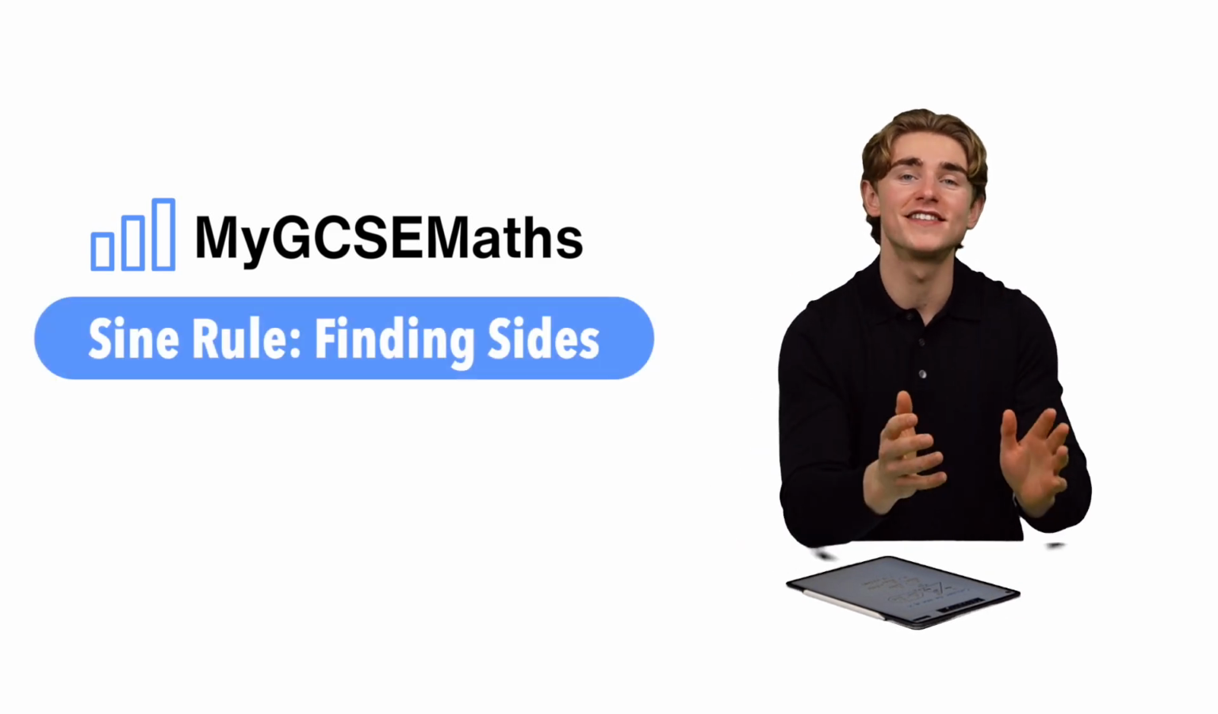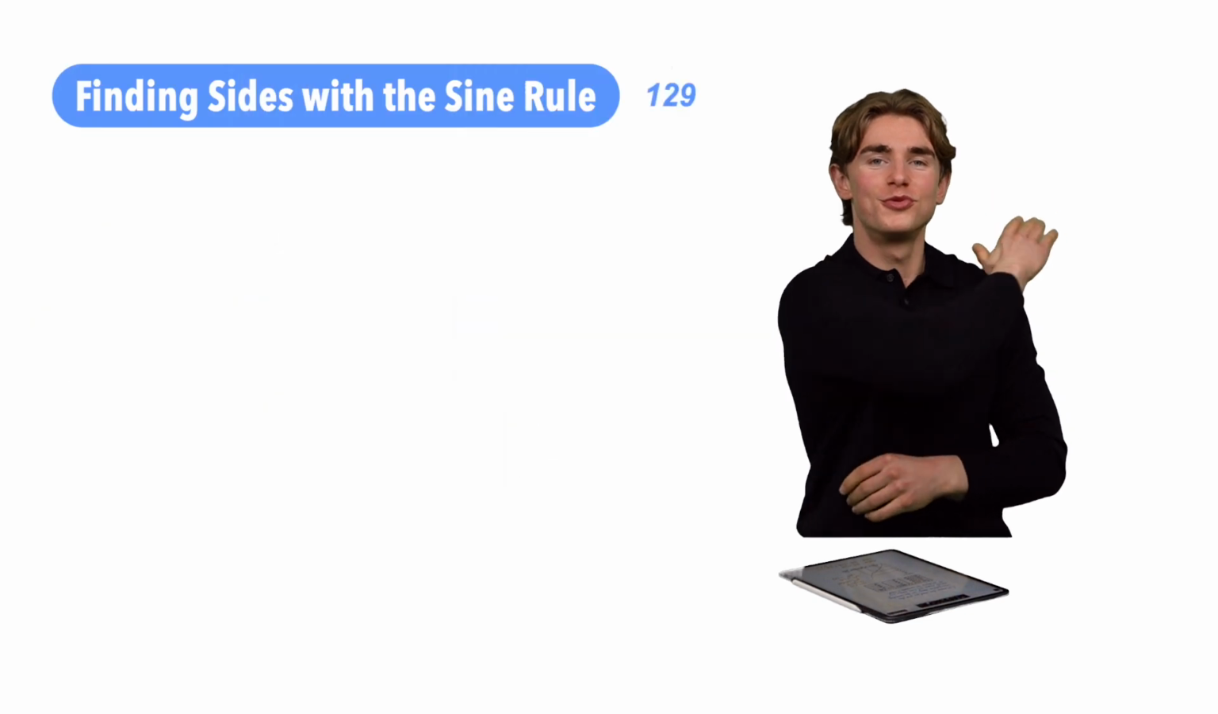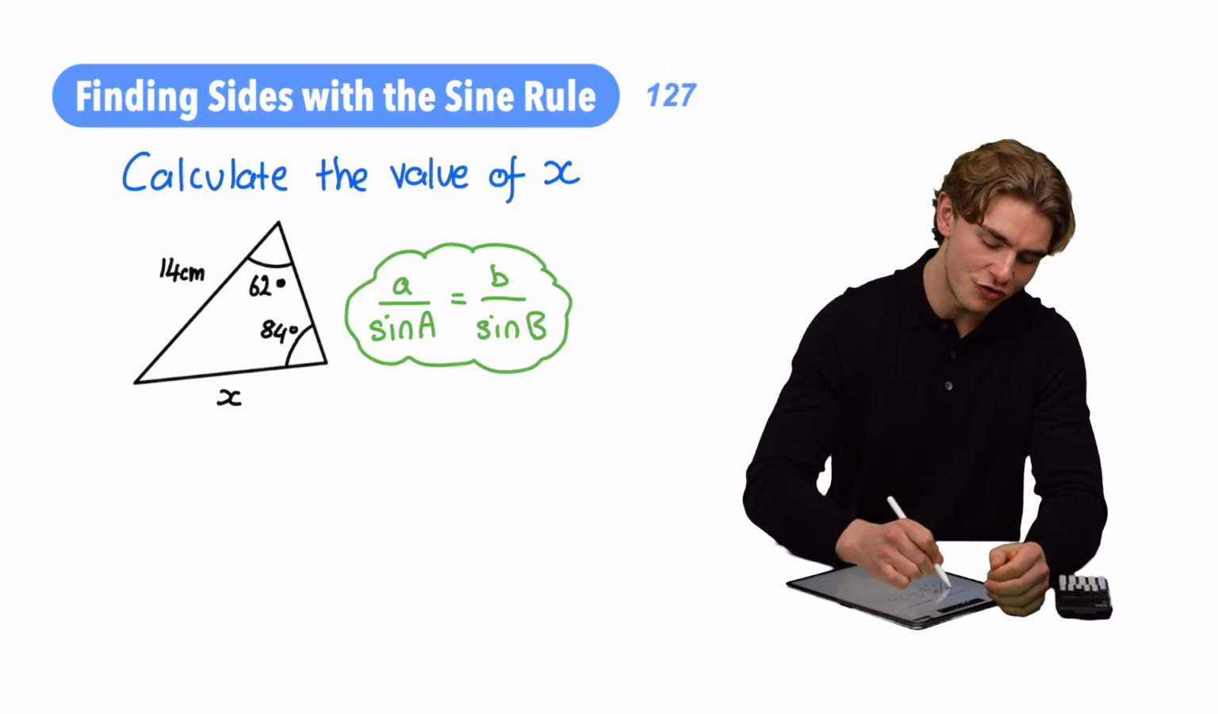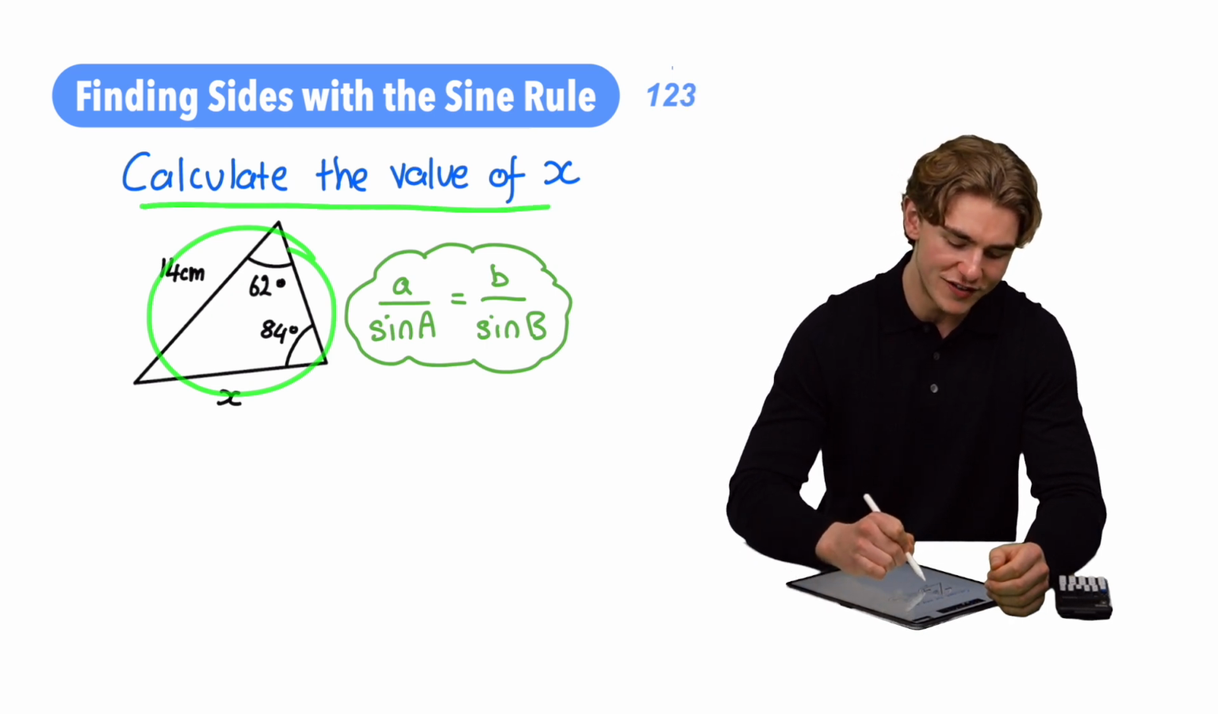How to find a missing side length using the sine rule in 129 seconds. Let's go. In this question, we've been given a non-right angle triangle, and we've been asked to calculate the value of x, which is one of our side lengths.